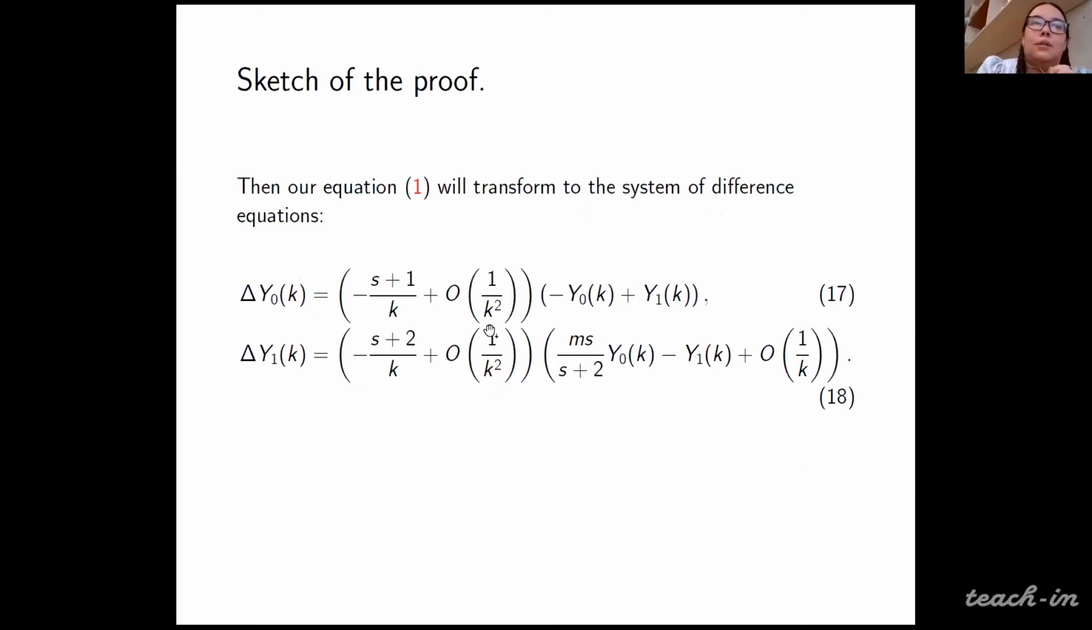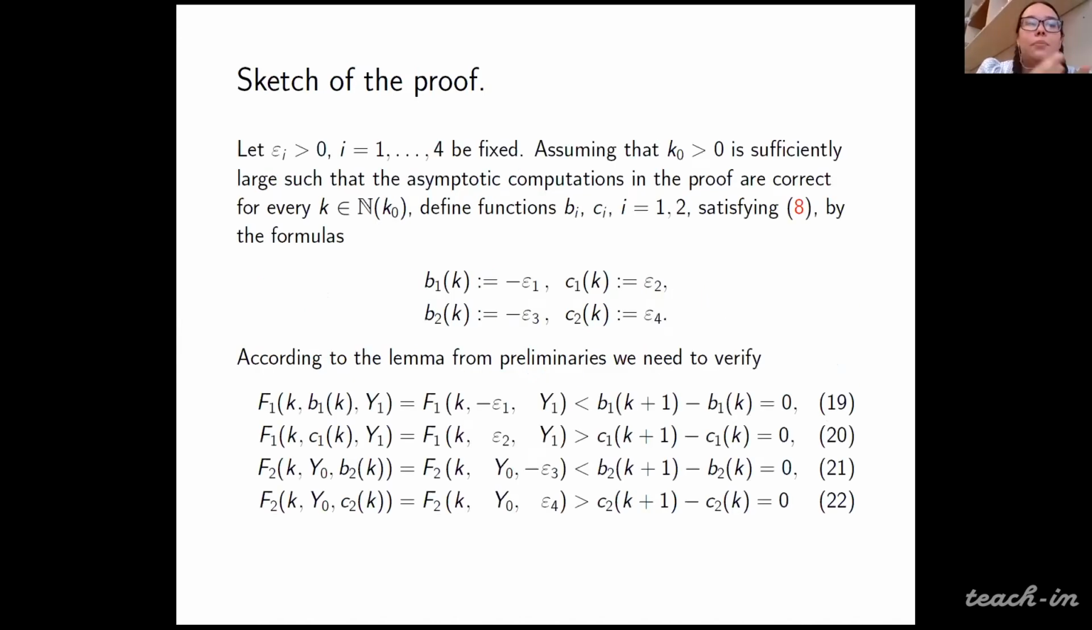Later, we will need to define some functions f1, f2, and we will define them as the right-hand parts of these two equations. F1 will be the right-hand part of equation 17, and f2 will be the right-hand part of equation 18. And we introduce the functions bi little and ci little. Here b1, b2, c1, c2 are four different constants.